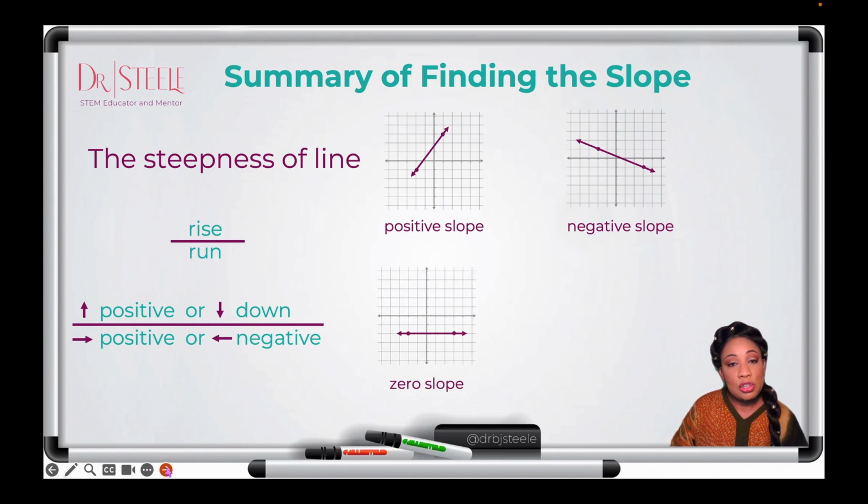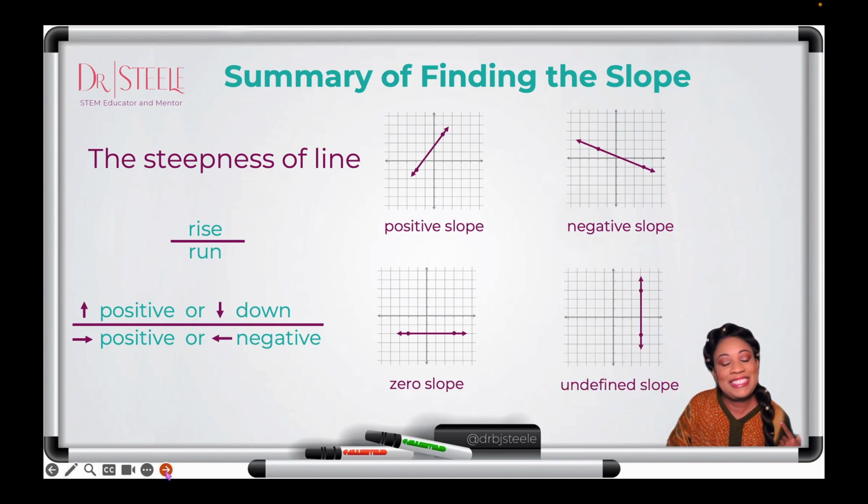If it is horizontal, it's a zero slope. Now wait, if it's vertical, it's what? Undefined. Vertical lines are undefined. I like that. Okay. I just thought of that on the video.